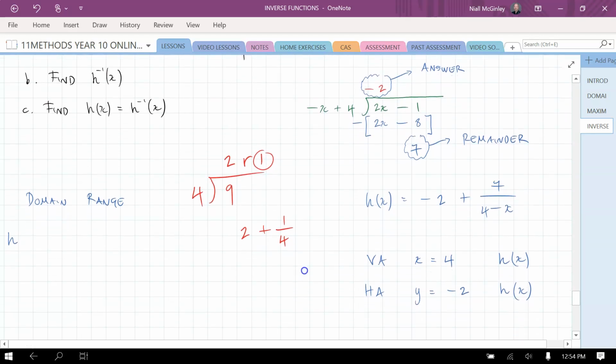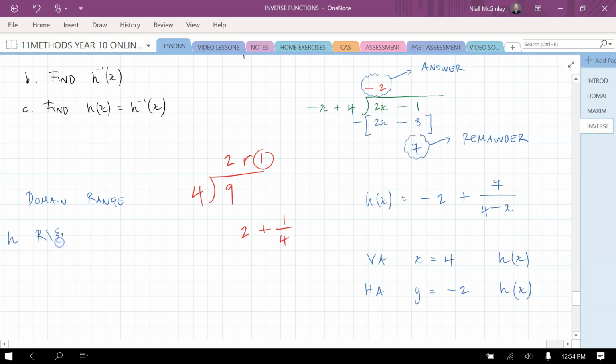So the domain of our original function would be what's given in the question, all real numbers apart from 4. Therefore we know that is also going to be the range of our inverse function. The range of our function here was all real numbers apart from -2. So therefore that will be the domain of our inverse function.